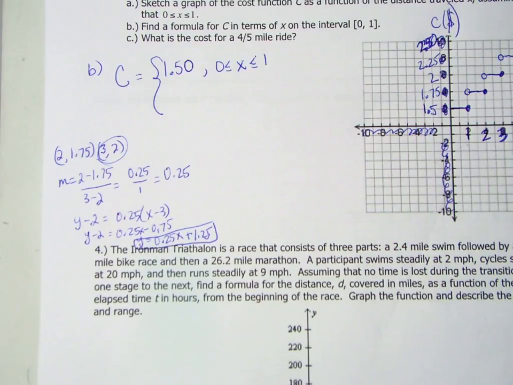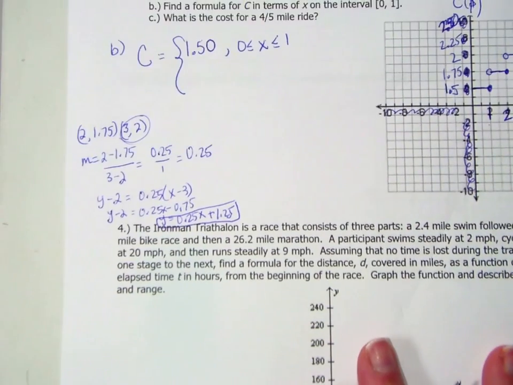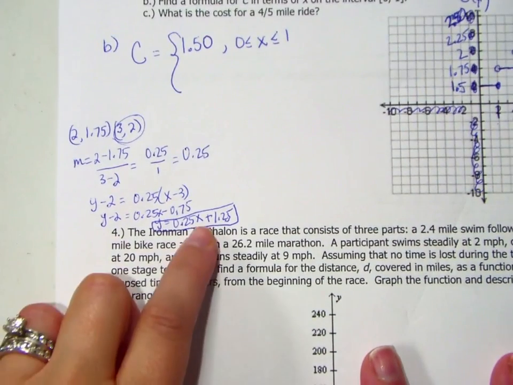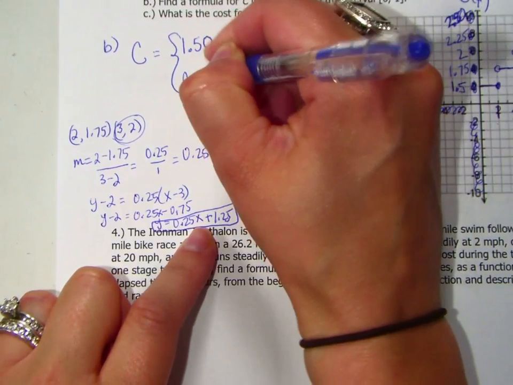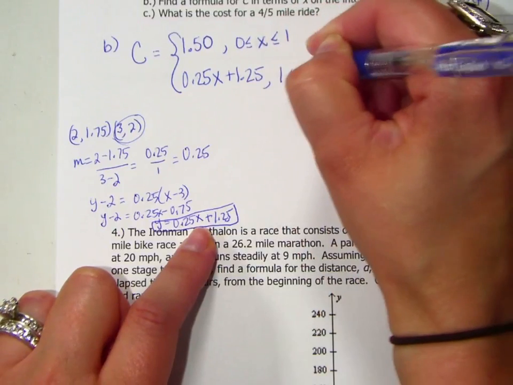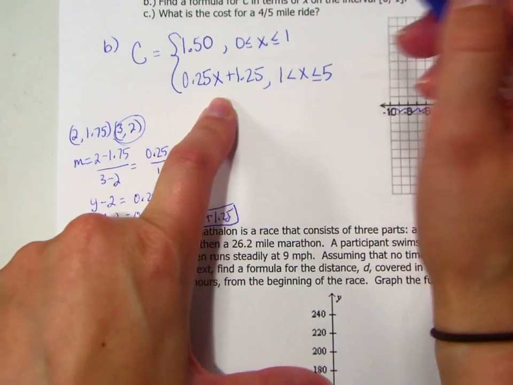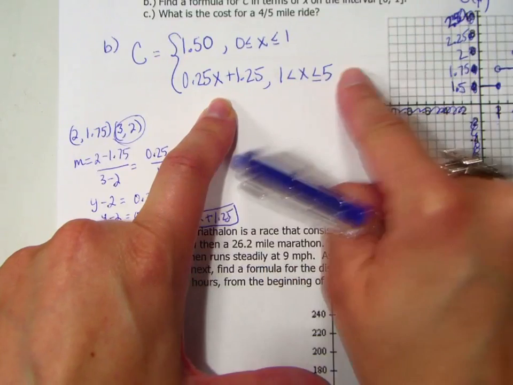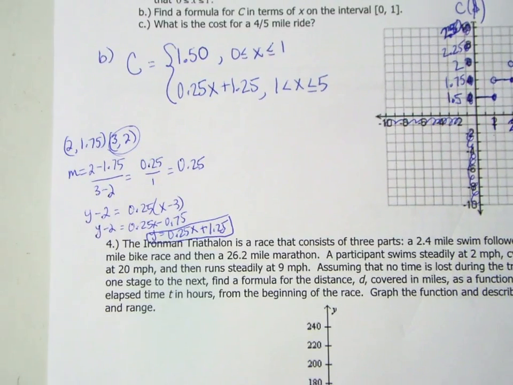So I'm getting y equals 0.25x plus 1.25. Not matching up? Just double check your work a little bit. That then would calculate our costs correctly in that interval. Questions?